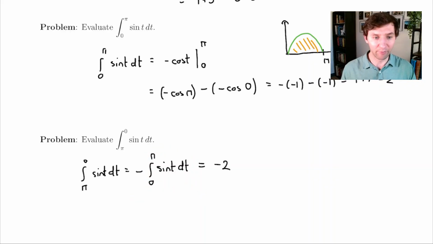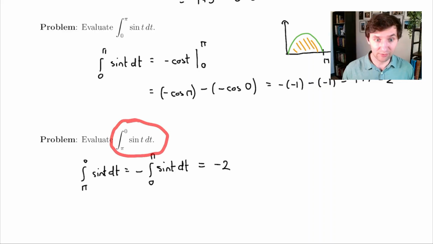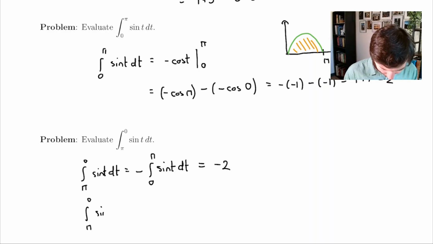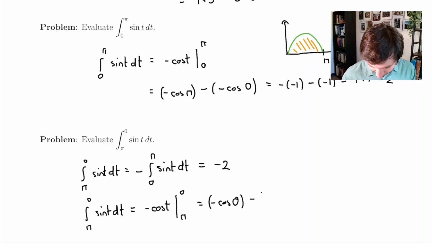What would have happened if I forgot to use this property of definite integrals and I applied the fundamental theorem of calculus right away? Let's give it a try. This will give me an integral from pi to 0 of sine of t dt. I find an antiderivative and I get negative cosine of t, and I evaluate it between 0 and pi. When I plug in 0, I get negative cosine of 0. When I plug in pi, I get negative cosine of pi.